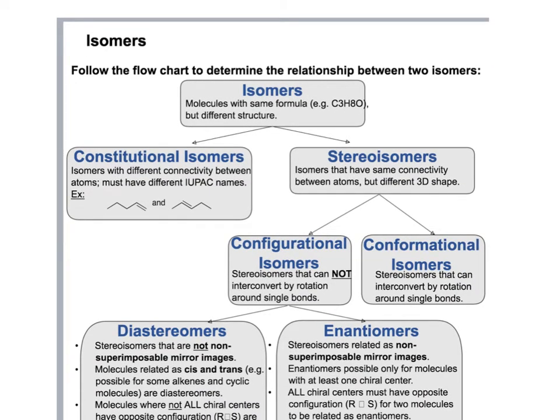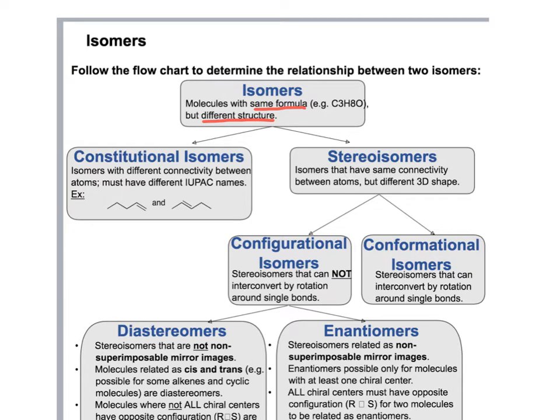So when we're talking about isomers, what we're referring to always is two molecules that have the same formula but have some sort of difference in their structure. And we're going to go through this flowchart here to identify the relationship between any two isomers. There are a number of different specific terms that we use to describe what type of isomer a couple of molecules are related as. So once you've identified that two molecules share the same formula, they have to either be completely identical molecules or they have to be related to one another as isomers.